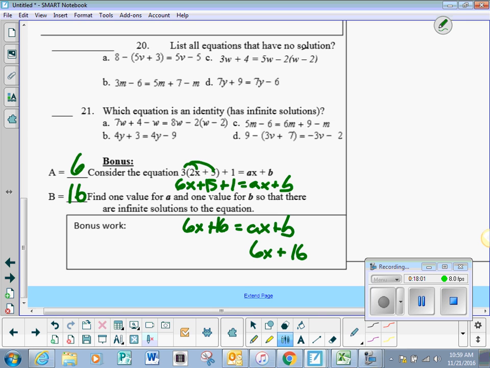16. Oh, I was so close. I got that. I just didn't write it in the right box. I got A right, but not B.